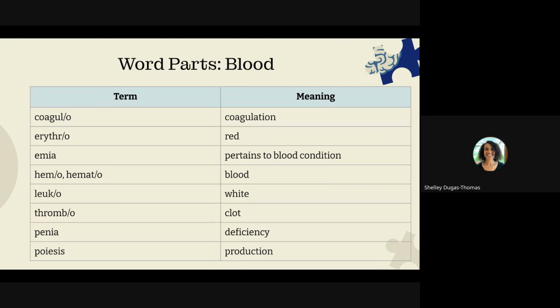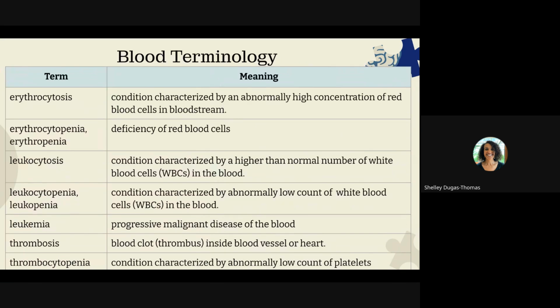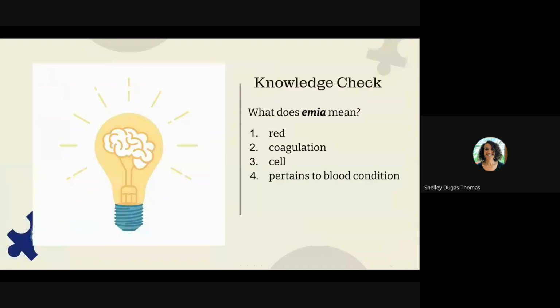Thrombocytopenia, which is thrombo, clot, plus cyte, cell, plus penia, deficiency, is a low platelet count, putting the patient at severe risk for uncontrolled bleeding. So this is a list of some of the blood terminology with definitions. And here's another knowledge check.